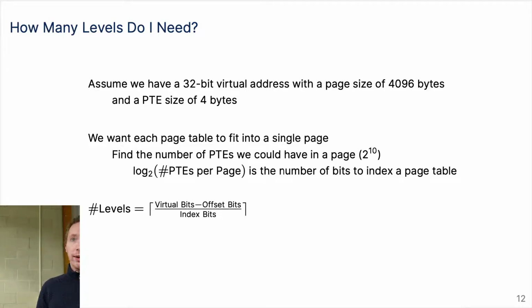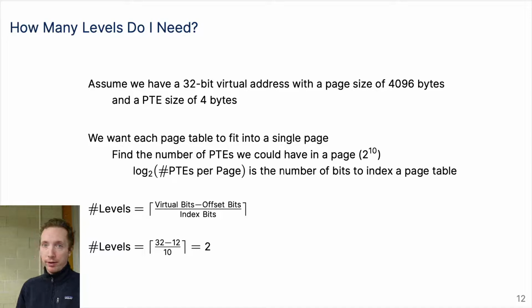So the number of levels we need is a round up, a ceiling, of the number of virtual bits minus offset bits. In this case, it would be 32 minus 12 because that's our page size, which is 20, divided by the number of index bits we need for each page table, which is 10. So 20 divided by 10 is 2. Nice even number, we don't have to round up. So we need 2 levels.